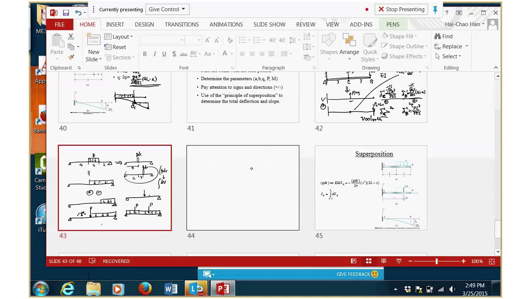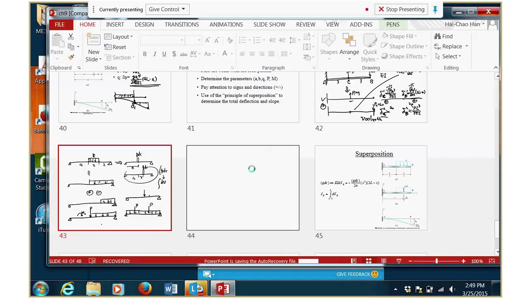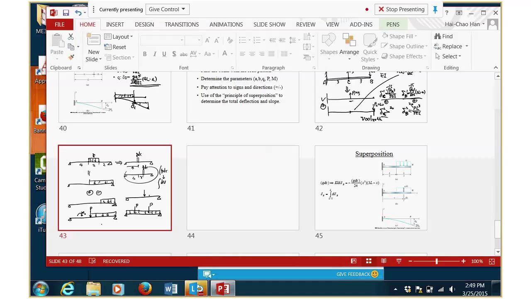Yes, I got you. I have no idea why we use delta B here and delta C here. Why do we use delta B, both of them, for the first one? Okay, for this one, what do you want? What are you looking for? You want the deflection here and the deflection here, right? Deflection here they give you.